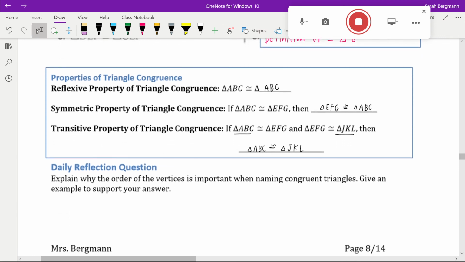Finally, I'd like you to reflect on this question today. Please explain, why does the order of vertices matter? Why is it important when you're naming congruent triangles? Please give an example to support your answer.